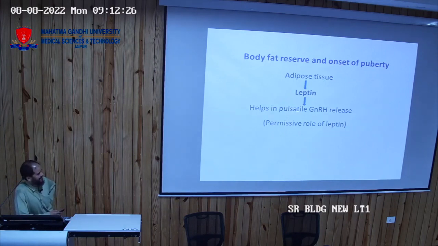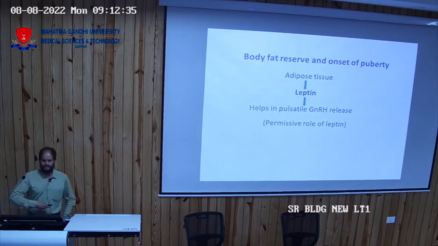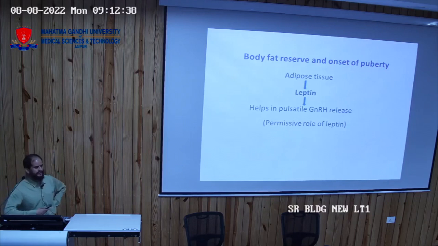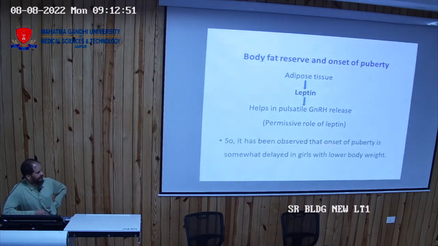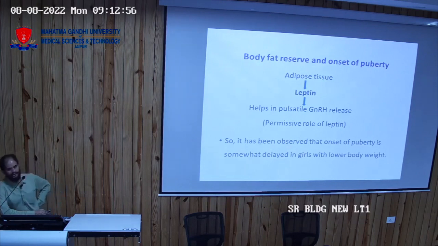So it helps in the pulsatile GnRH release, which is also called the permissive role of leptin. Leptin का ये permissive role कहते हैं इसको, and that's why it has been found that lean and thin individuals होते हैं उसमें delayed होता है puberty. Okay, because of the less presence of fat. So it has been observed that the onset of puberty is somewhat delayed in girls with lower body weight because of the presence of leptin.